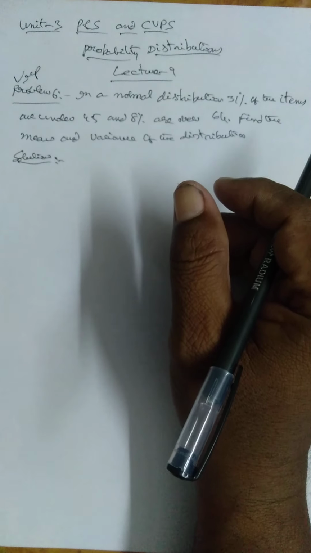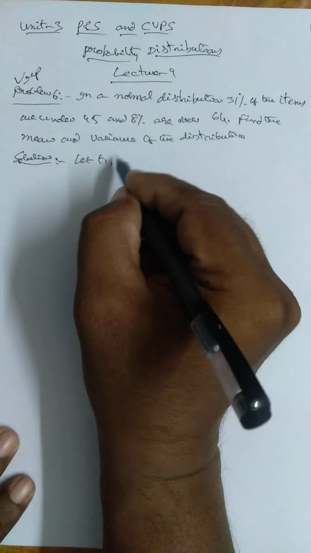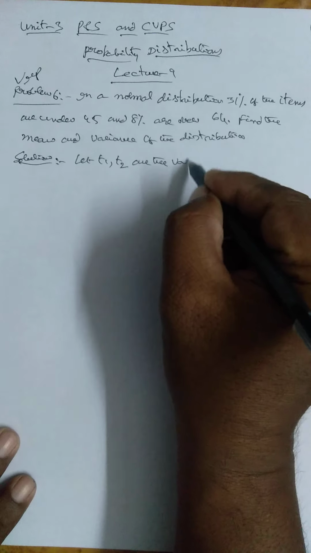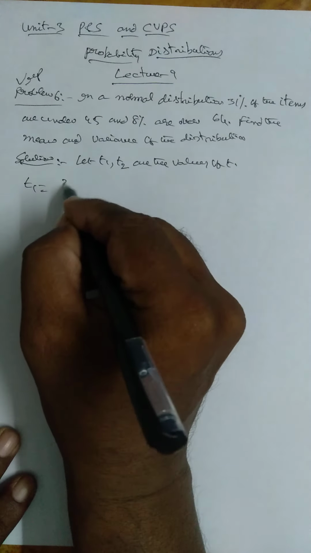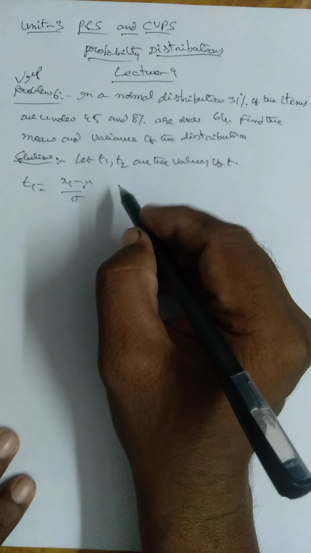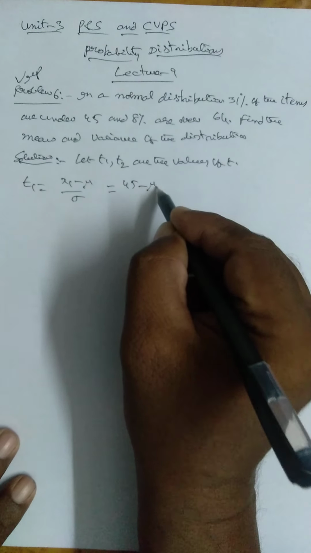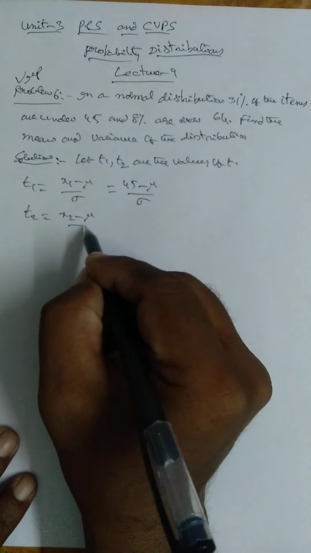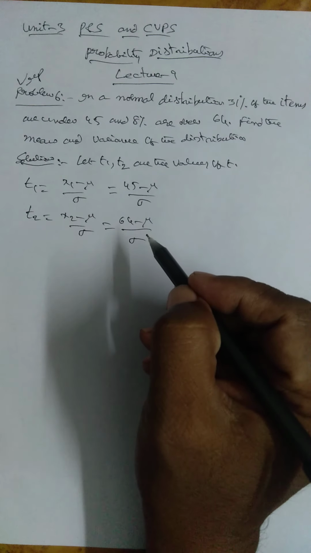Let T1, T2 be the values of T. T1 is equal to x1 minus mu by sigma, that is 45 minus mu by sigma. 45 is given. T2 is equal to x2 minus mu by sigma, 64 minus mu by sigma. We have to find mu and sigma.